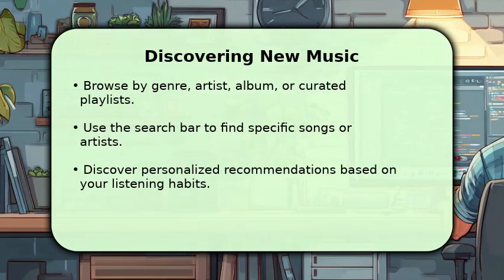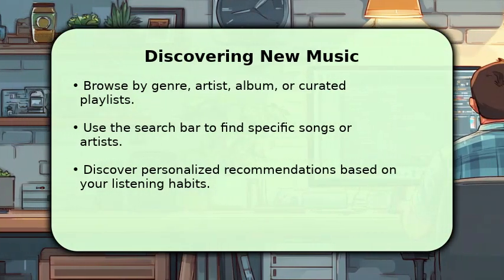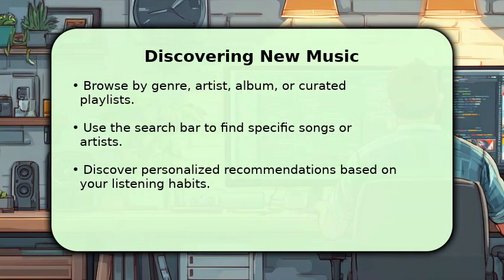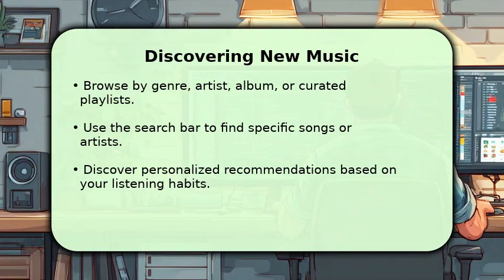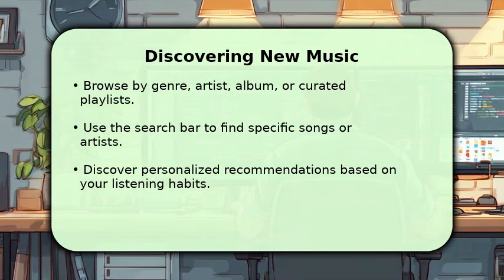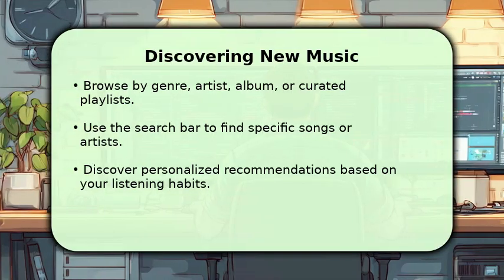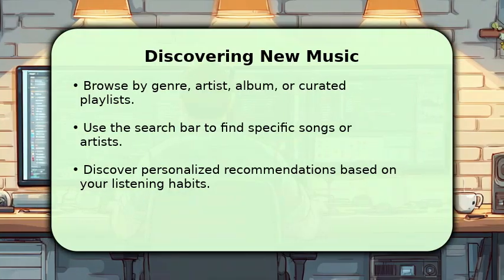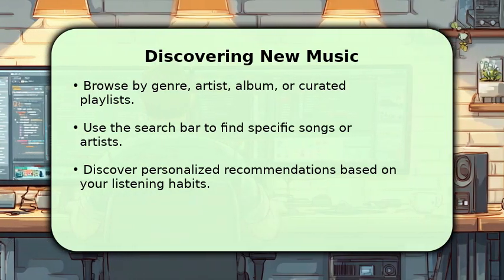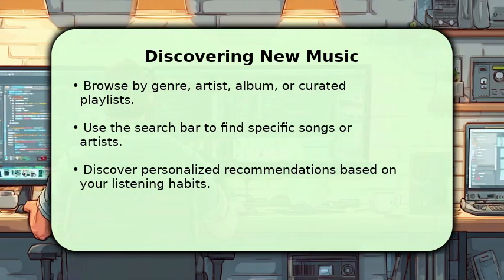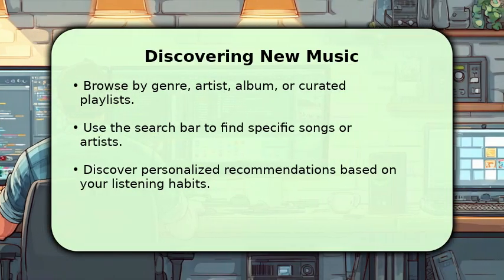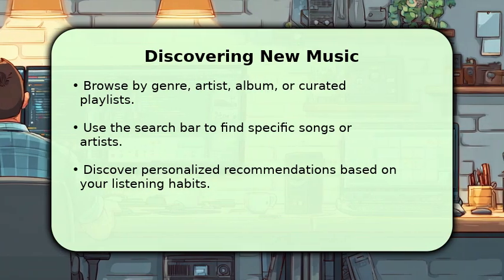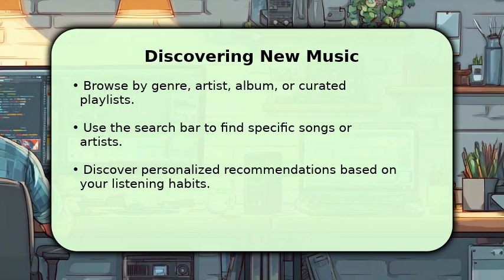Discovering new music on Amazon Prime Music is incredibly easy. You can browse through various genres, artists, and albums, or explore thousands of expertly curated playlists designed for every mood and activity. If you have something specific in mind, simply use the search bar to find your desired songs, artists, or podcasts. The platform also provides personalized recommendations, helping you uncover new favorites based on your listening history and preferences, making discovery a seamless experience.